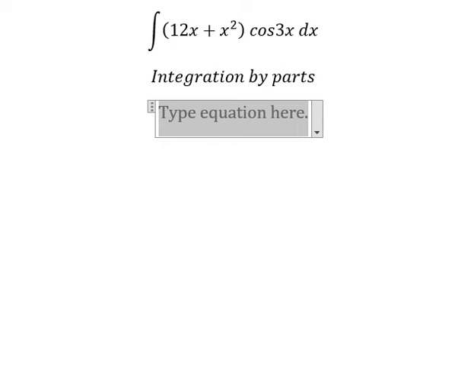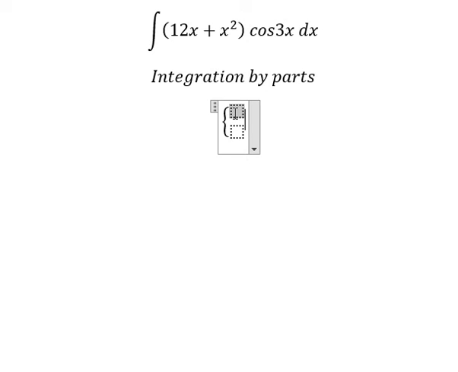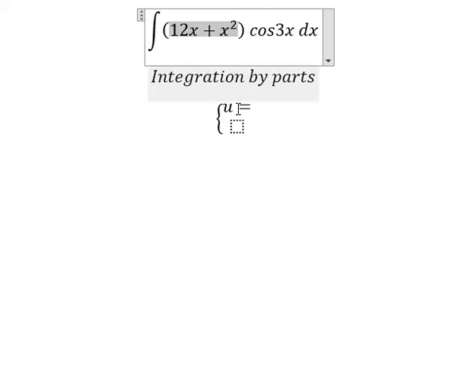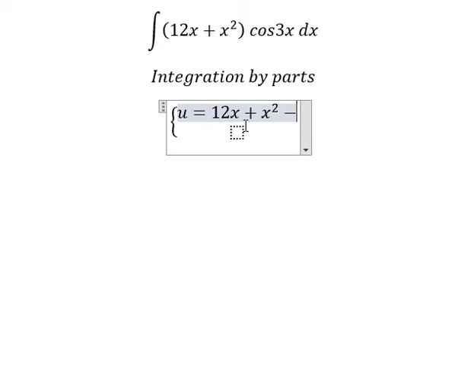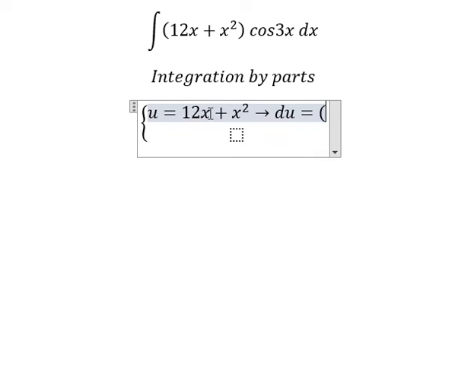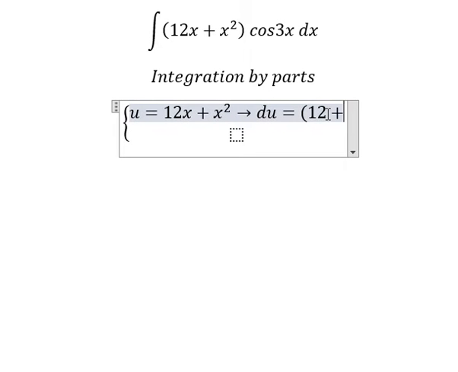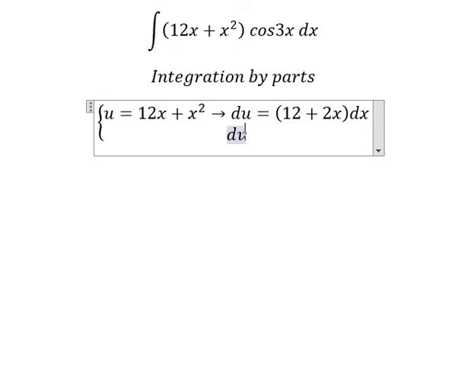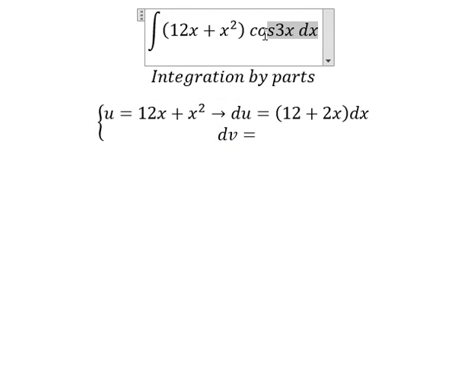So I will put u equals to this one. So we need to do the first derivative for both sides. This one we have number 1. This one is 2x. dv is cosine 3x dx.